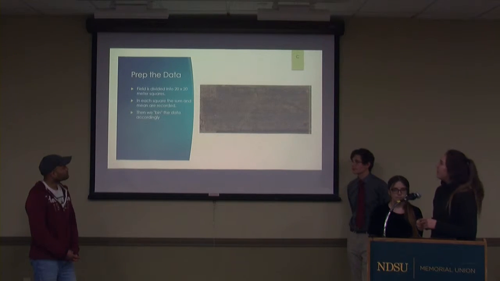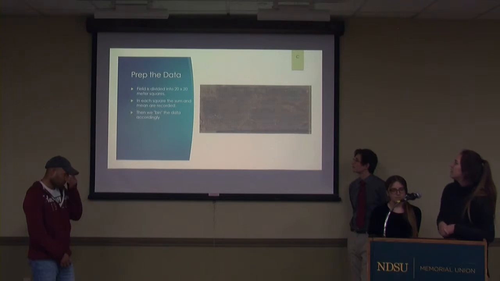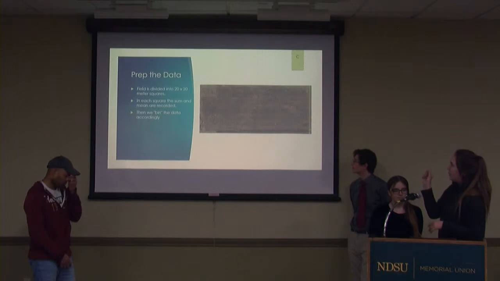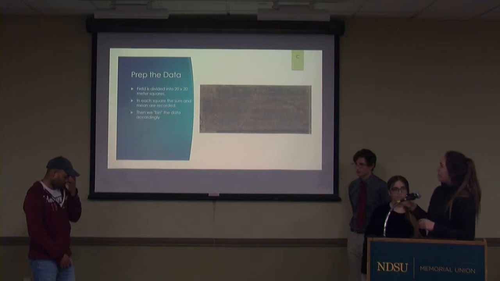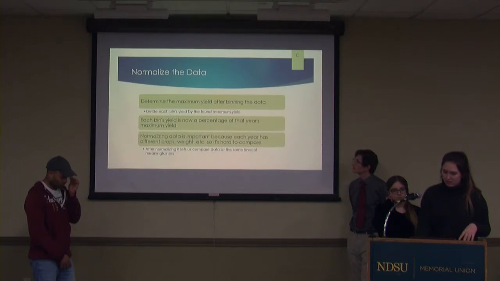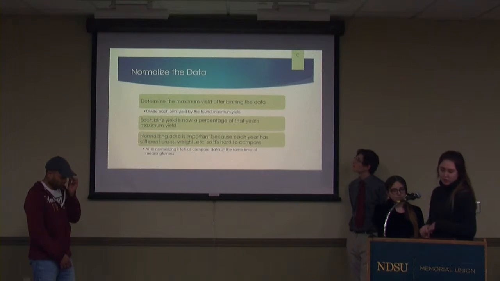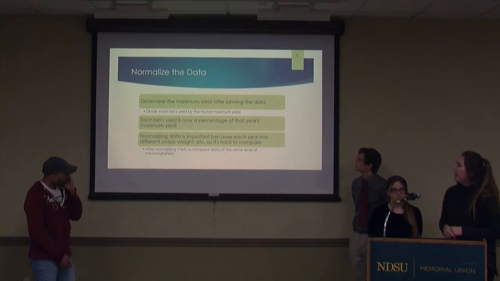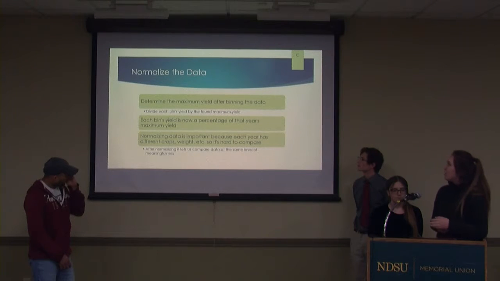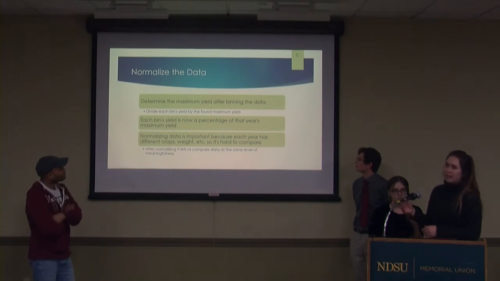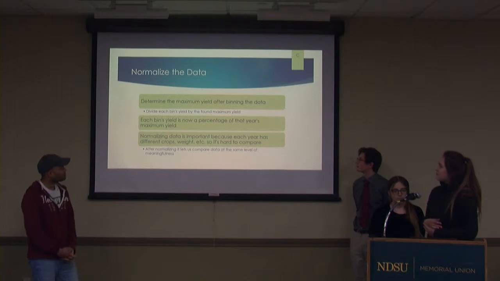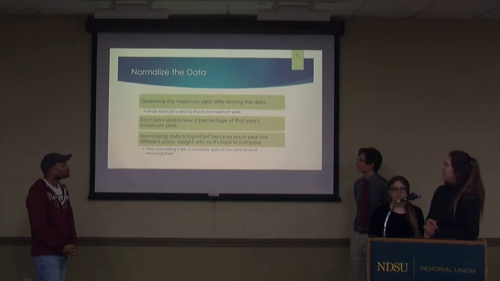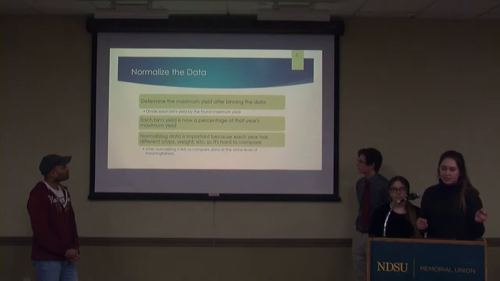So for prepping the data, the field was divided into 20 by 20 meter squares. And in each tiny little square, we recorded the sum and mean, and then we binned the data accordingly. And then to normalize the data, we want to determine the maximum yield after binning the data. And we do that by dividing each bin's yield by the found maximum yield. And so each bin's yield is now a percentage of the maximum yield.